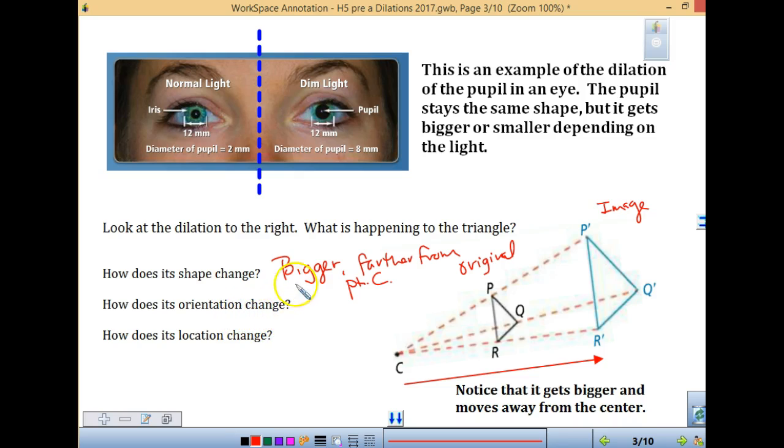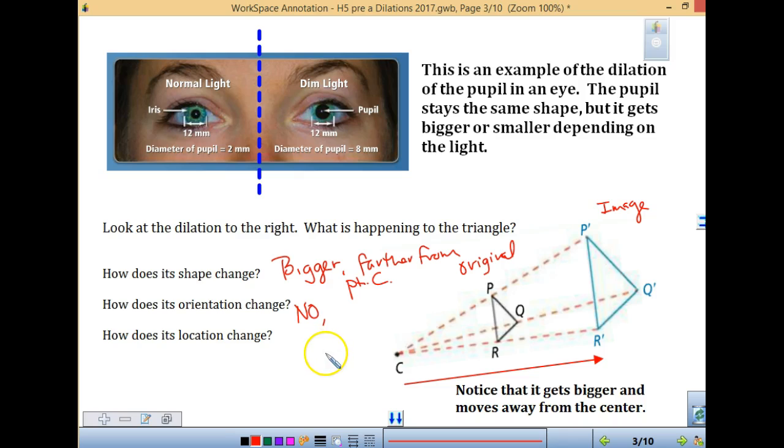Does the orientation change? Nick, face forward, please. Does the orientation change? No. PQR, P prime, Q prime, R prime. Does the orientation change? No. Only time, raise your hand, that orientation changes is, Kylie? Reflection. Only reflection. So orientation does not change.